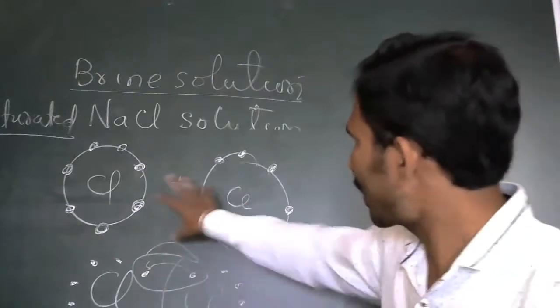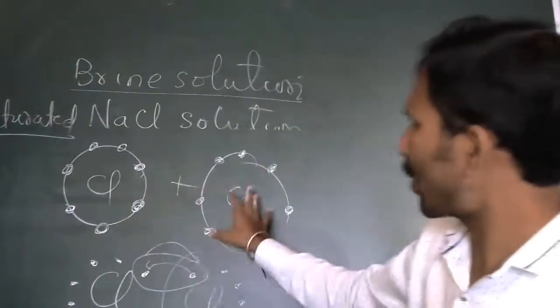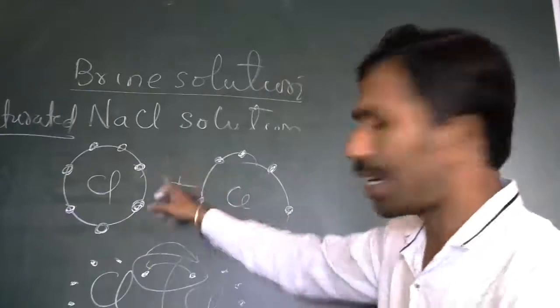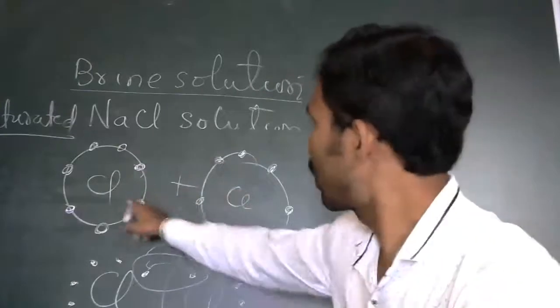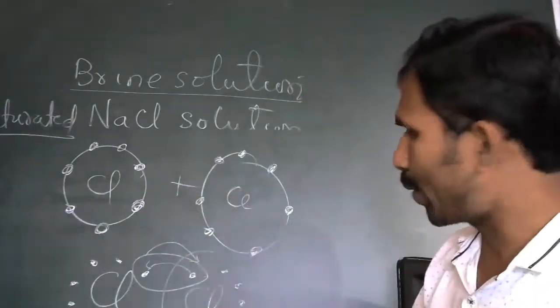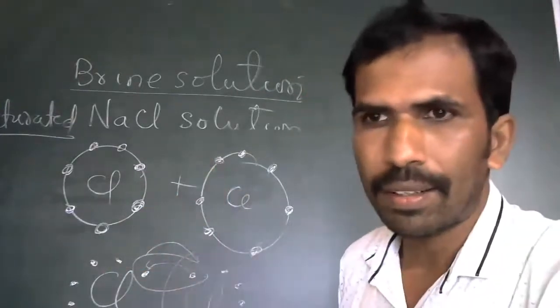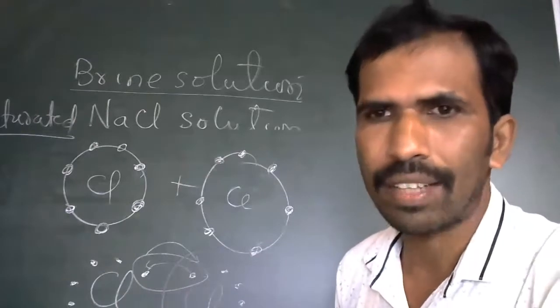Here, the electron is shared between these two chlorine atoms, so it becomes Cl2, and Cl2 is collected at the anode side.